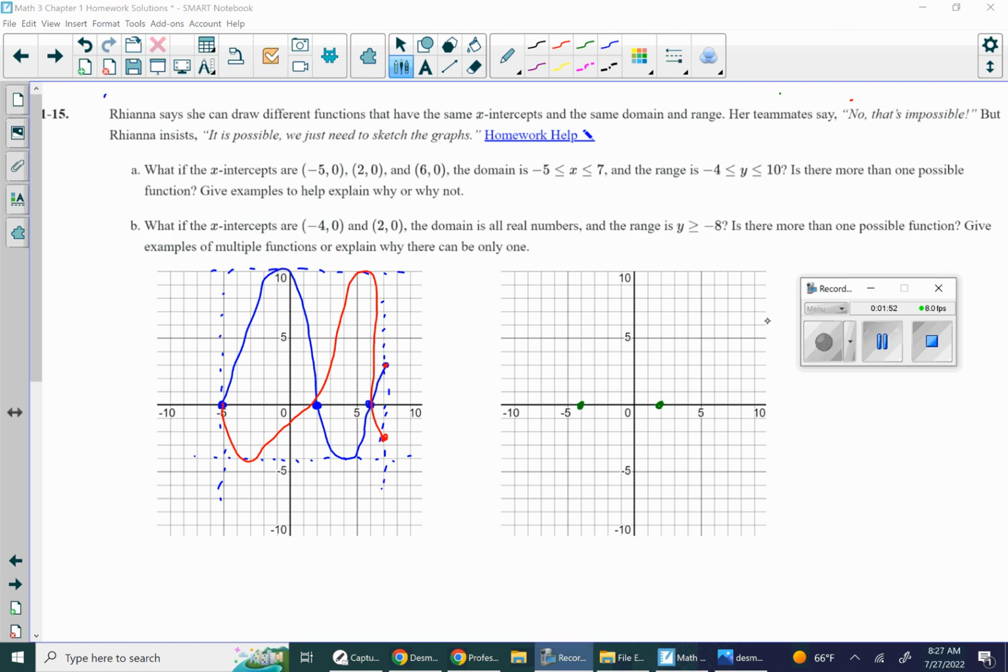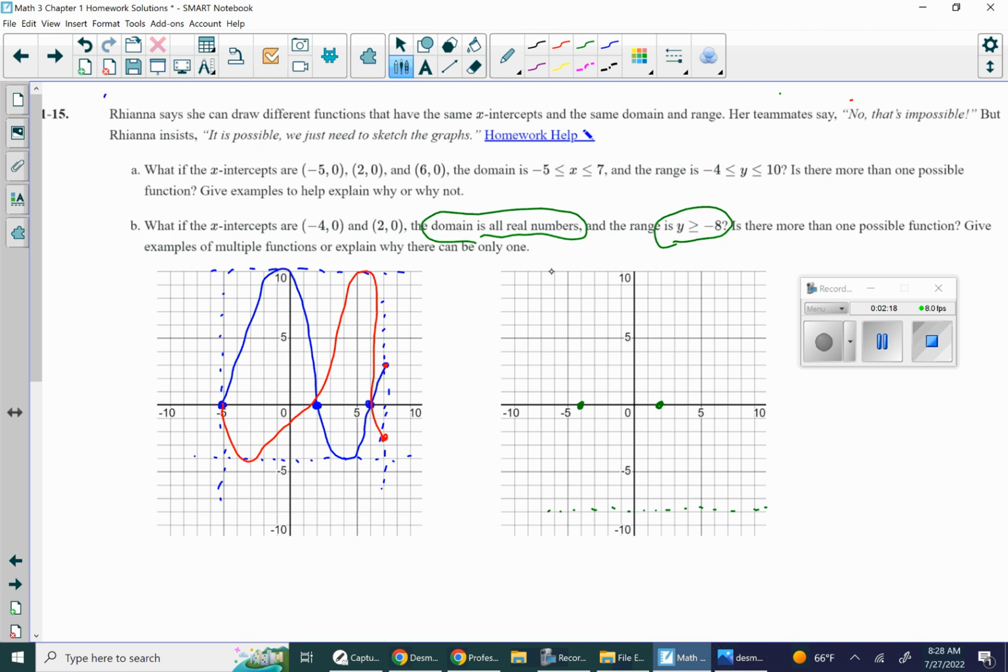So for part B, it's saying, what if our x-intercepts are (-4, 0) and (2, 0), and the domain in this case is all real numbers, and the range is y is greater than or equal to -8. So the only real restriction that we have here is that y has to be greater than or equal to -8. There's 5, 6, 7, 8. All right, so our function has to stay above this point.